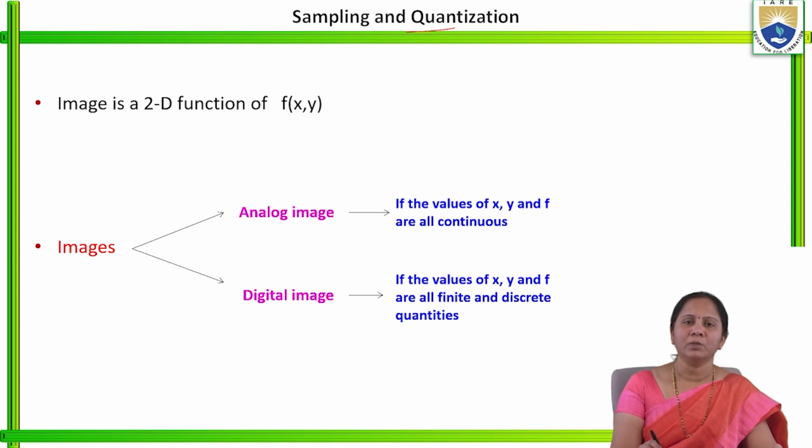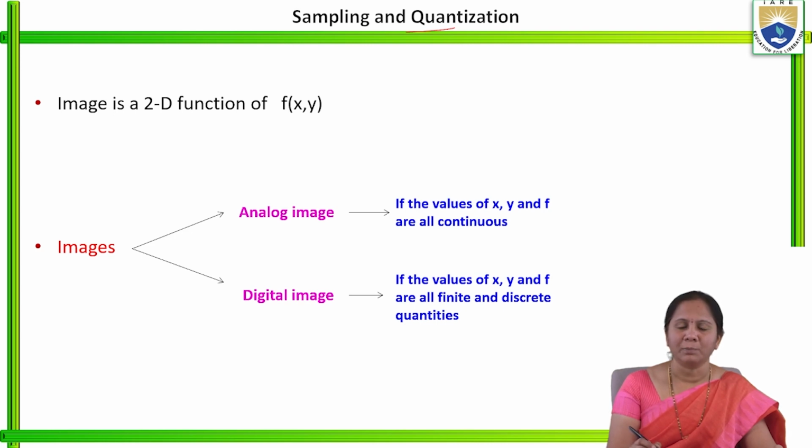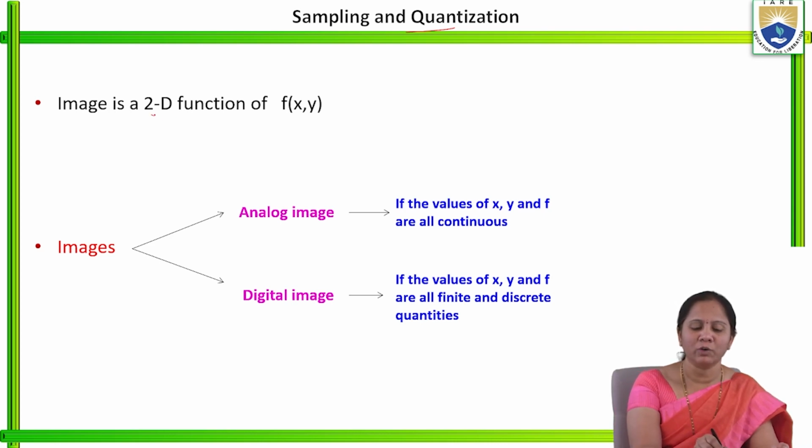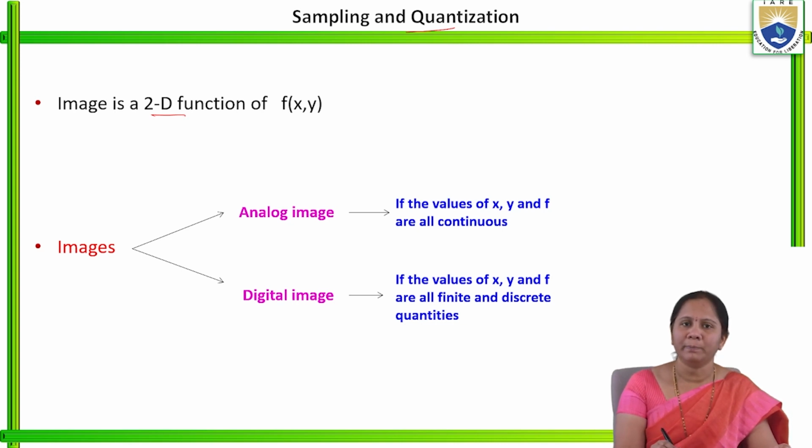So before going to sampling and quantization, that means in order to perform these particular techniques on the image, the image should be acquired. That means the image should be first captured, then only any operation can be done on the image. Generally, whatever images we see around us are three-dimensional, but when acquired by any sensor, that image will be two-dimensional and it will be represented in the form f of x comma y.